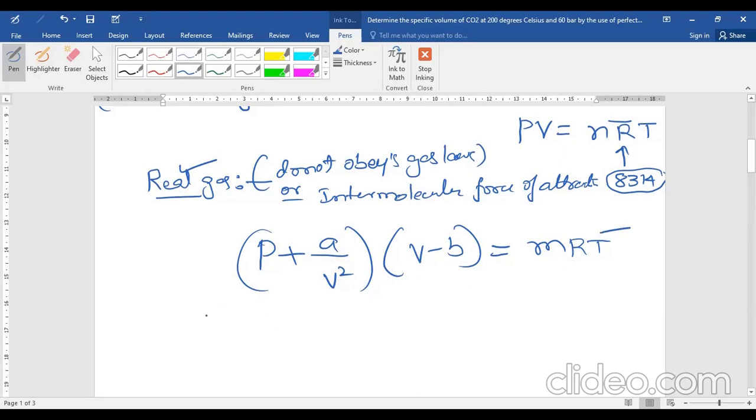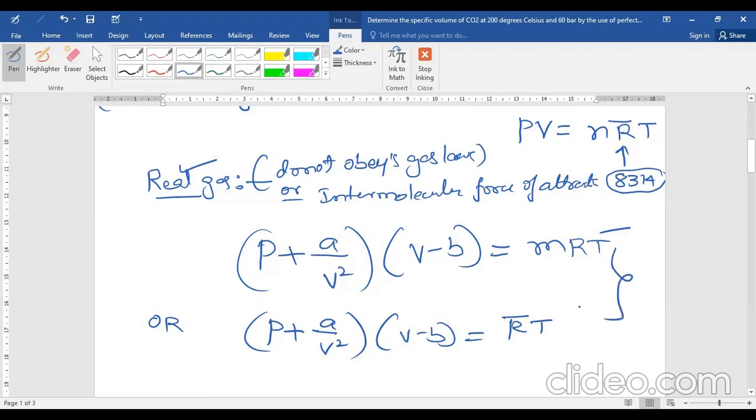Okay, dear students, the same equation in some textbooks they write as (P plus a by V bar square) into (V bar minus b) is equal to R bar T. This is also a real gas equation. But the difference between these two equations is that here we consider molar volume. What is this V bar? V bar is molar volume.